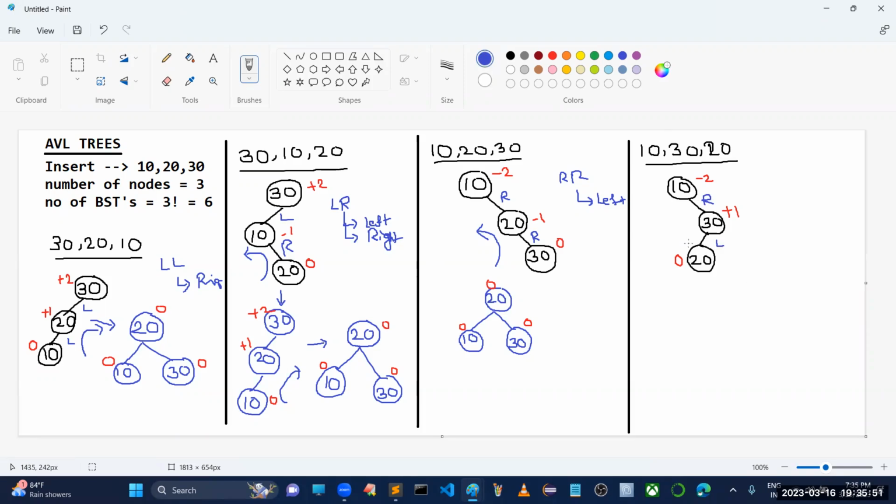Sir, first we have to do which rotation? This is called the RL case. In this RL case, first we have to do right rotation. Sir, what is meant by right rotation? Like this we have to shift. If you do a right rotation, then the nodes will become: first 10 will come here, next 20 will come here, and after that 30 will come here.